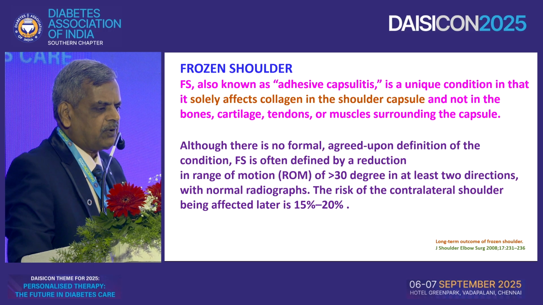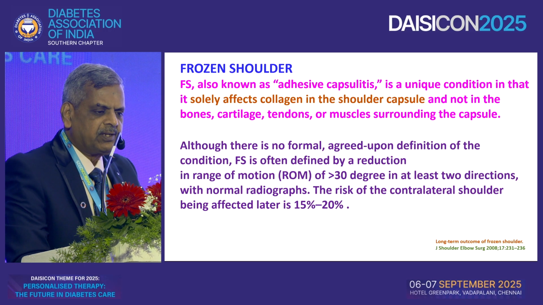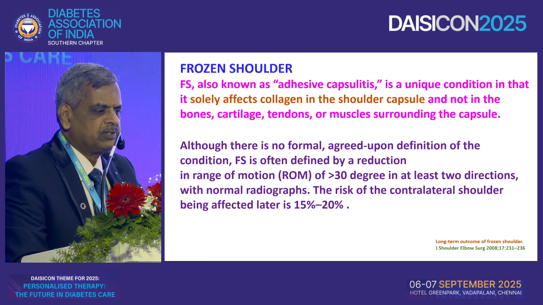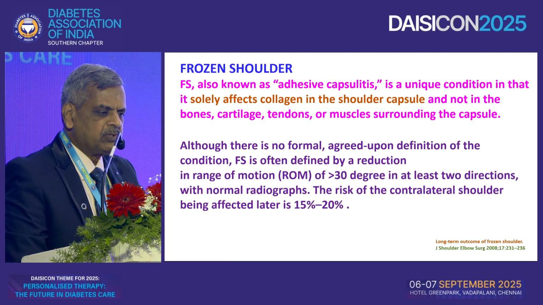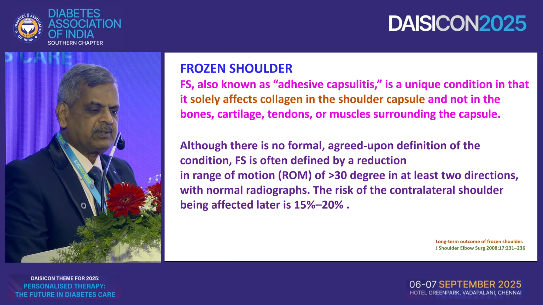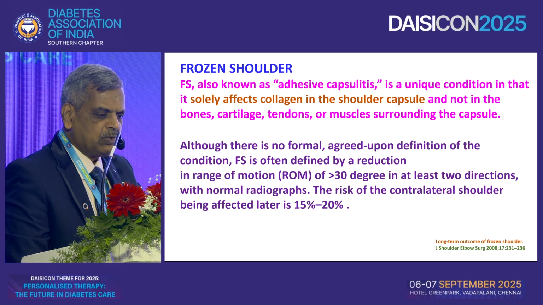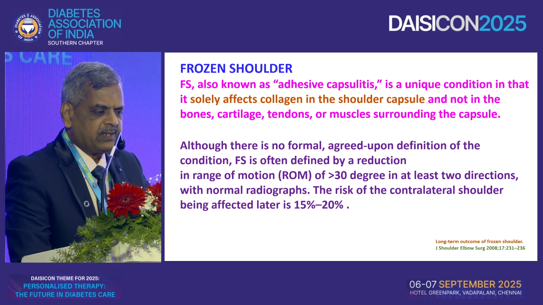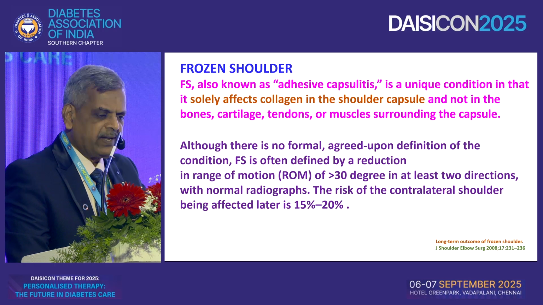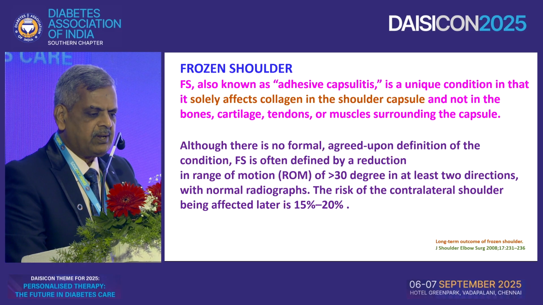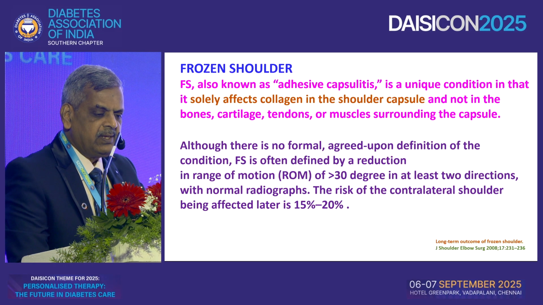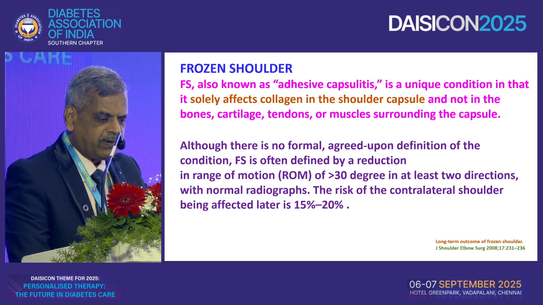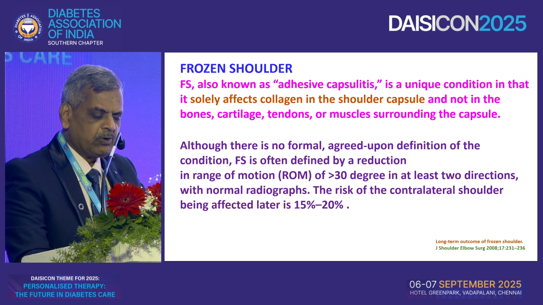Frozen shoulder, also known as adhesive capsulitis, is a unique condition in that it solely affects collagen in the shoulder capsule, and not the bones, cartilage, tendons or muscles surrounding the capsule. Although there is no formal agreed upon definition, frozen shoulder is often defined by a reduction in the range of motion of more than 30 degrees in at least 2 directions with a normal radiograph. The risk of the contralateral shoulder being affected later is 15 to 20%.